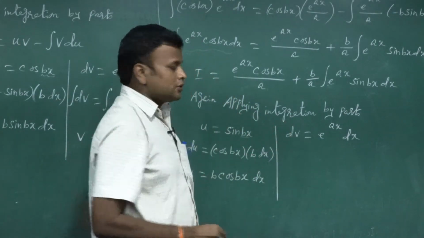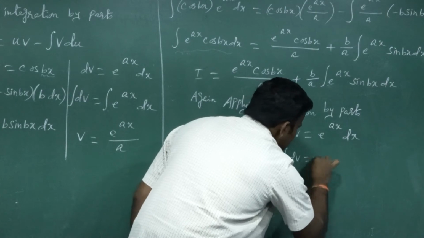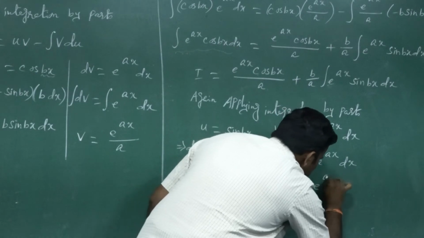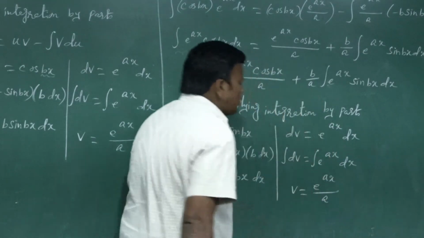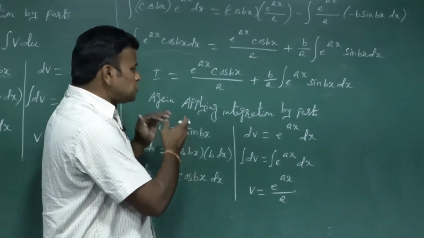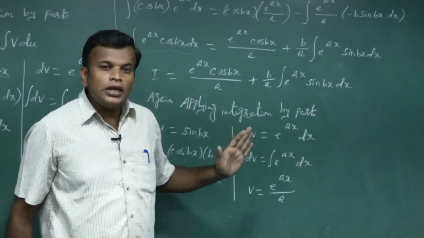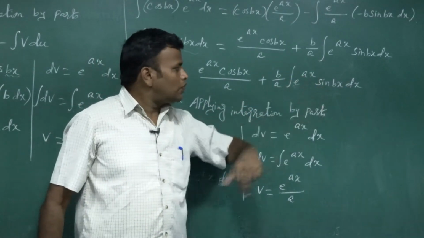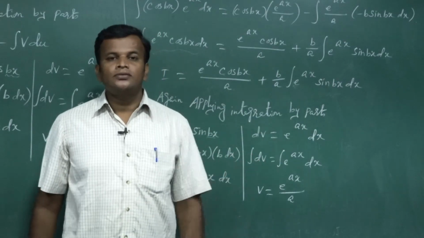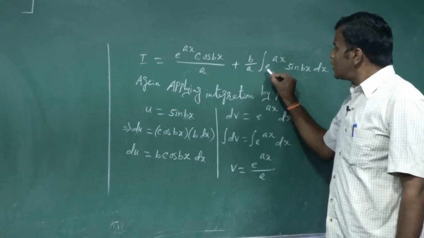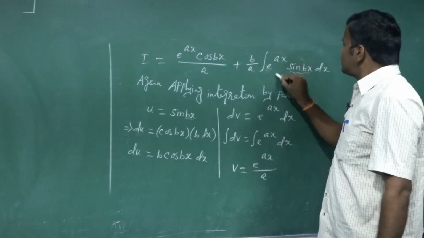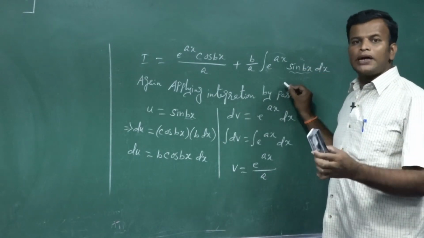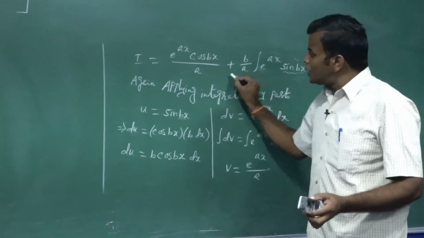Here for dv, same process, taking integration. The integral of dv is the integration of e^(ax) dx, so v is equal to e^(ax) divided by a. Now we substitute these values in this integration. Actually, it is of the form integrating u dv. By integration by parts, the formula is uv minus integrating of v du. So the remaining term has no change.